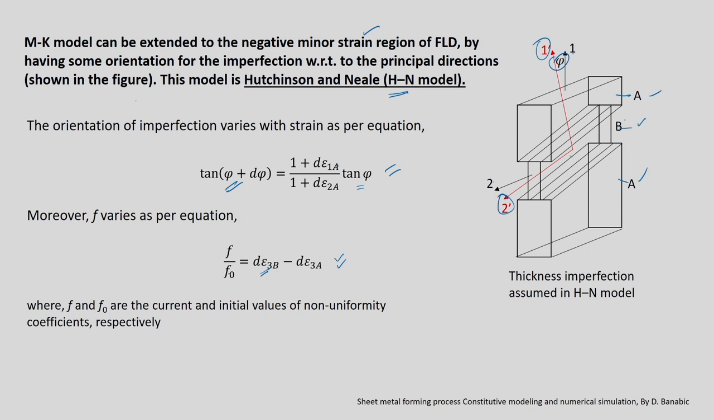So, what is f by f naught? f is your current value of the inhomogeneity factor, and f naught is your initial value of the inhomogeneity factor. So, this ratio actually depends on this particular one. Of course, one can apply a lot of theories, different sets of equations. Finally, you may get one simple model to calculate the forming limit curve on the left hand side also. One can refer to these books or other papers to get into it.